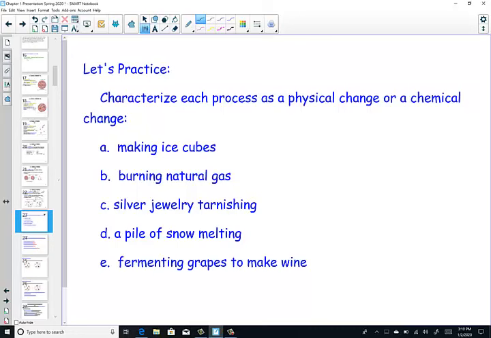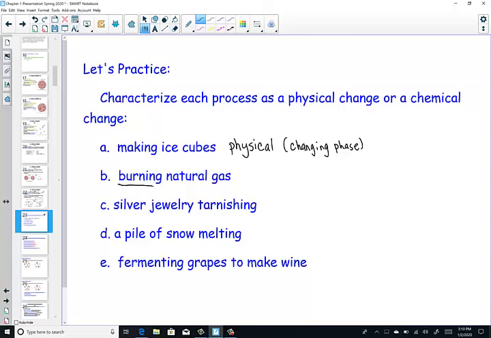When you make ice cubes, you start with liquid water and turn it into solid water, but it certainly is still water. This is an example of a physical change. We're changing phase, but not identity. And by changing phase, I mean solid, liquid, gas. That's changing the phase, the state of matter.